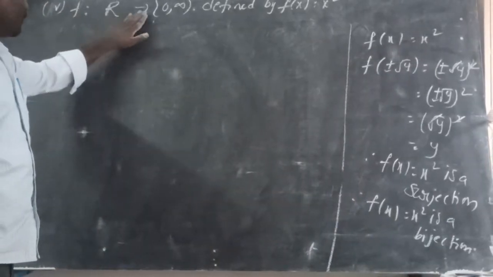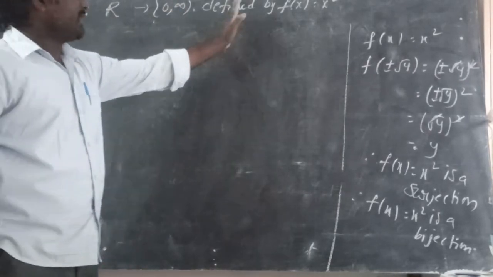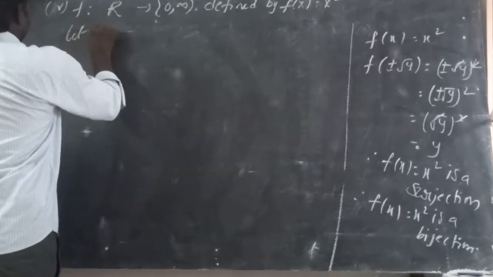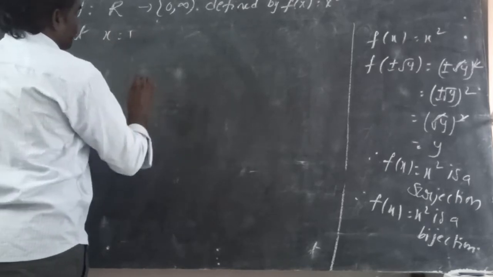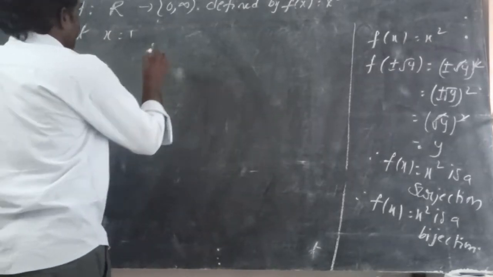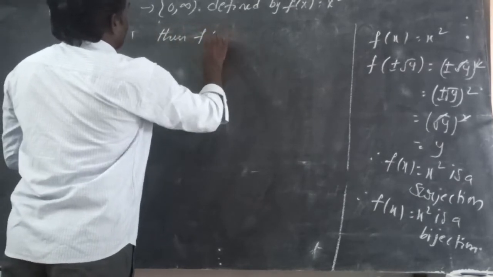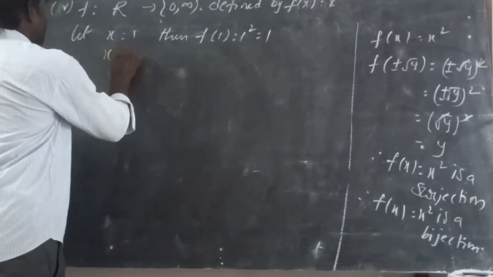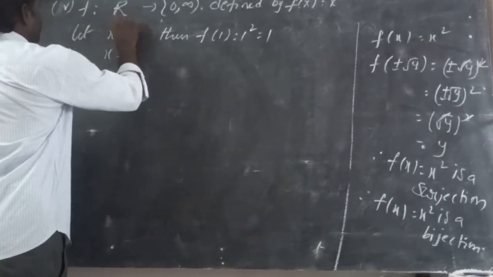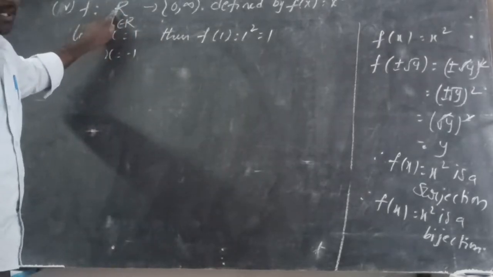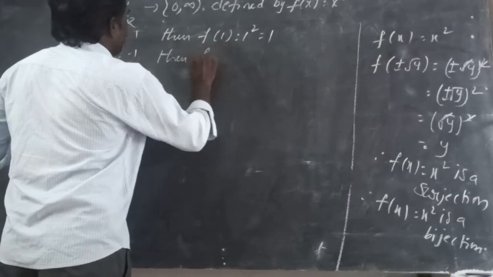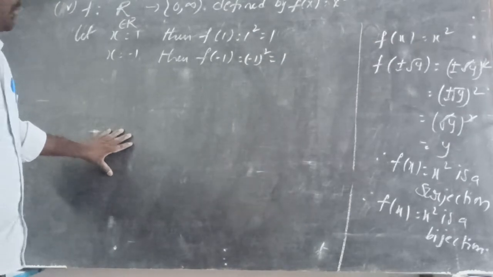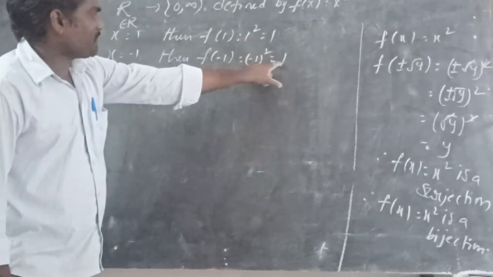F from R to positive real numbers defined by f of x is equal to x square. Here let us take x is equal to 1. Then f of 1 is equal to 1 square, which is equal to 1. Next, x is equal to minus 1. Why? X is from the real numbers domain. Then f of minus 1 is equal to minus 1 whole square, which is equal to 1. So for these two elements, we have the same image element.